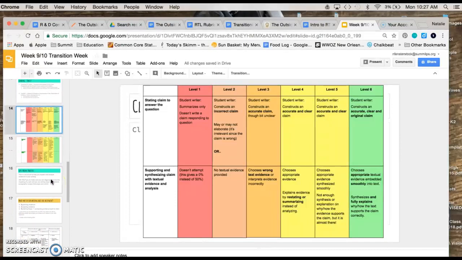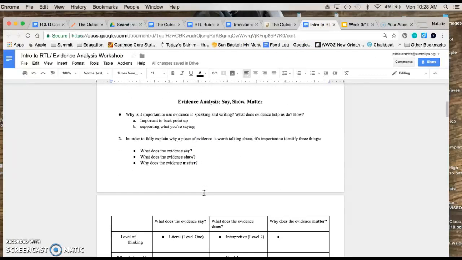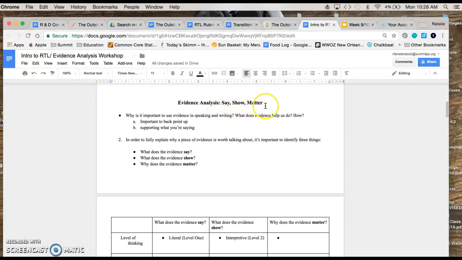The second part of what we're going to do today is we're actually going to learn a really specific writing technique called Says Means Matters that's going to help you to have really strong RTL scores and to be strong writers. So as you watch this video, you're going to want to be on the second part of your worksheet that says, evidence analysis, says, means, matters.